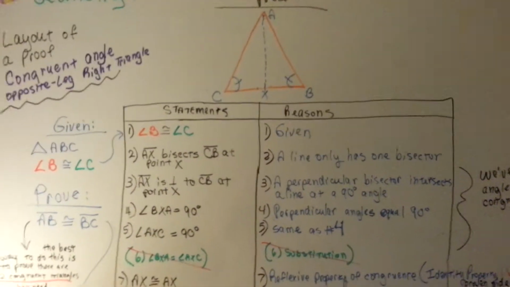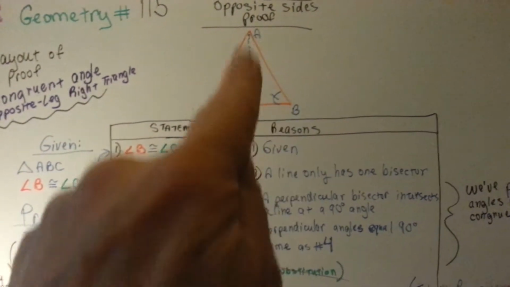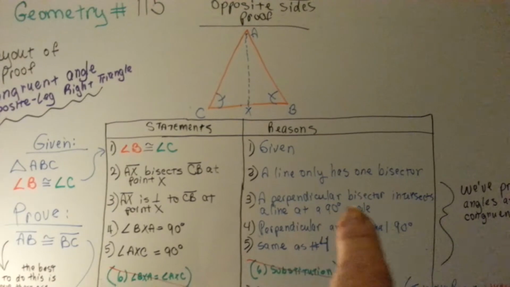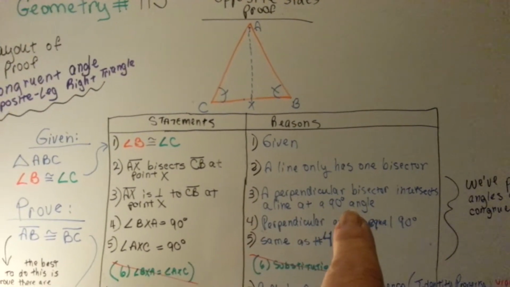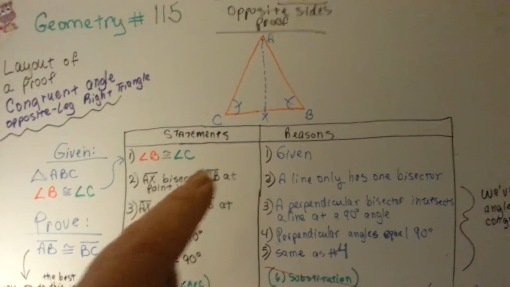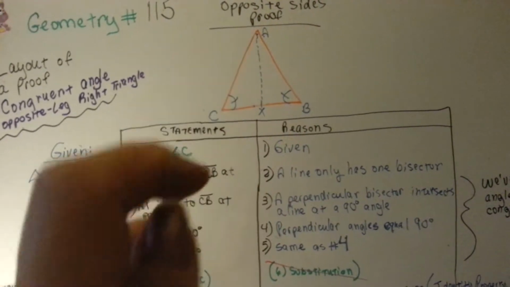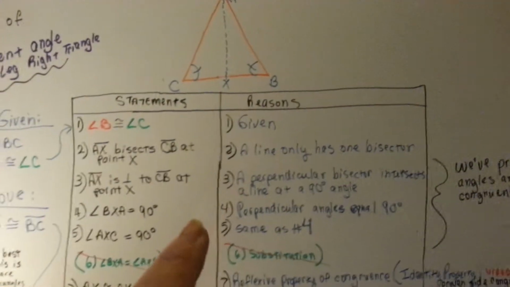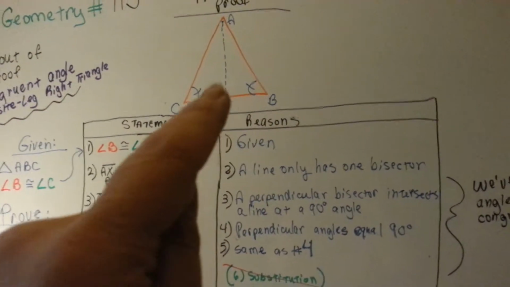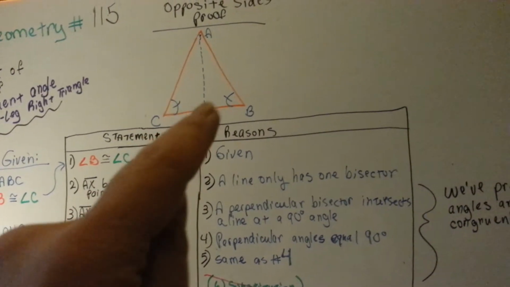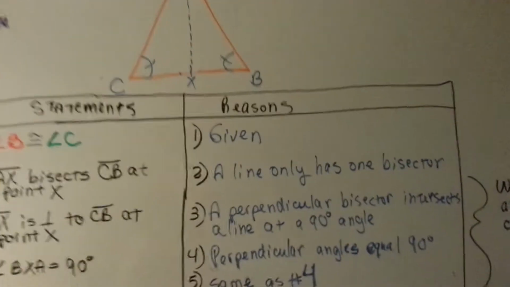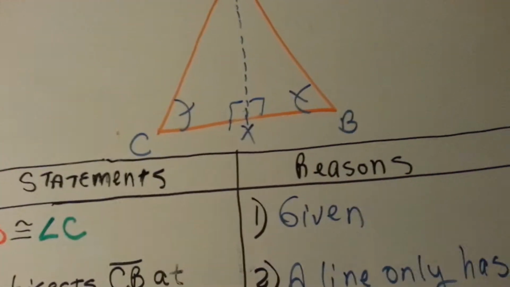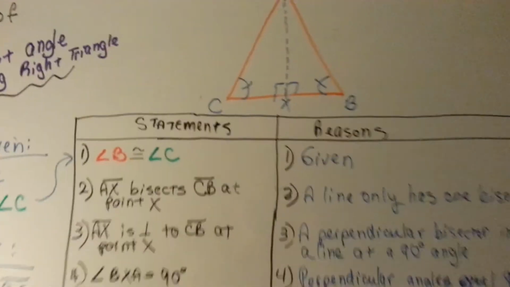Now, AX is perpendicular to CB at point X because a perpendicular bisector intersects a line at 90 degrees, right? At a 90-degree angle. So we can say that BXA and AXC are both 90 degrees because perpendicular angles equal 90 degrees. Those are both 90-degree angles right in the center there, right? So what we can do is we can go like this, right? Because they're right angles and right angles are 90 degrees.